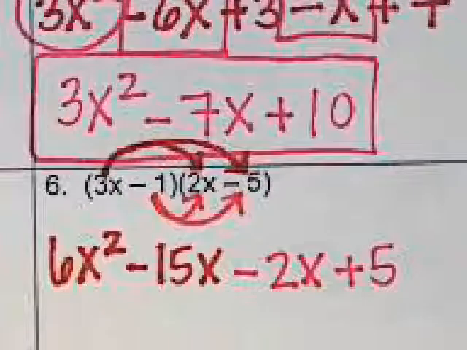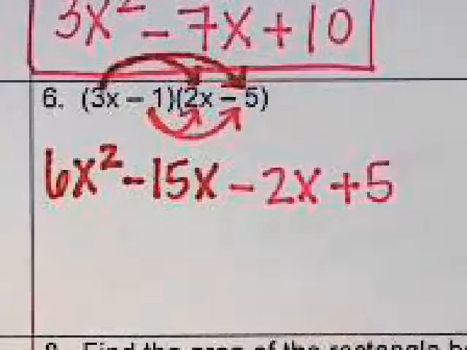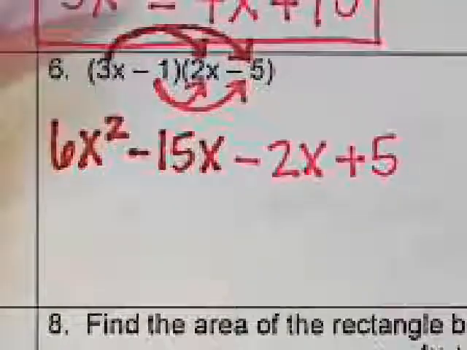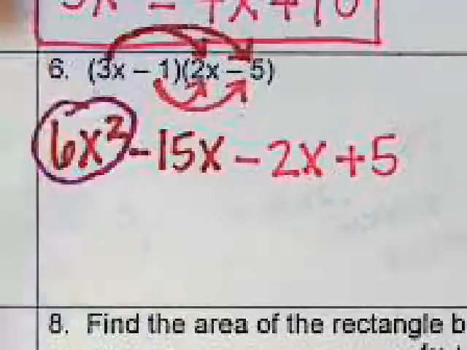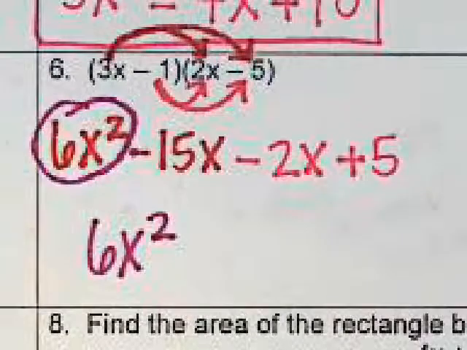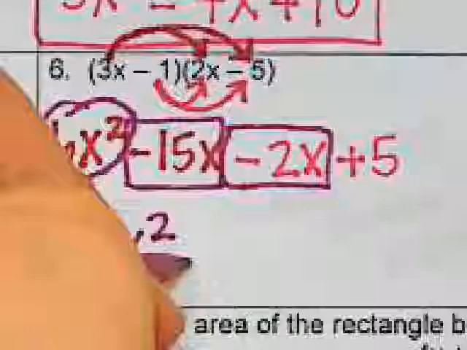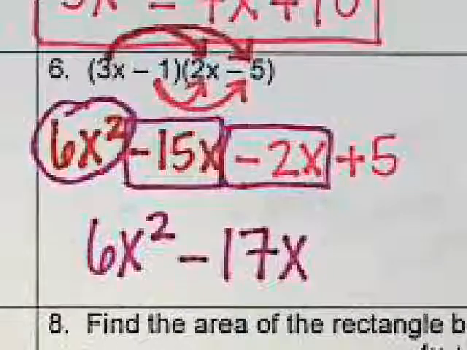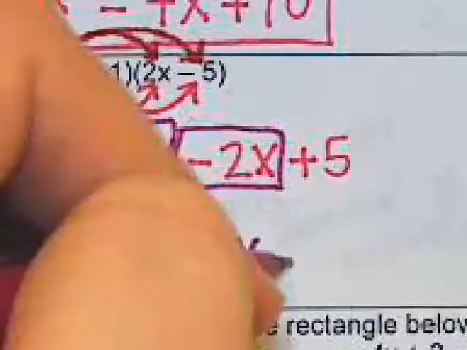Is this my answer? No. What do I do now? Combine like terms. Start with your highest exponent. 6x squared. No like terms, so it gets brought down. Then I have negative 15x and negative 2x, which give me negative 17x. Good job, Meadow. And then 5 is by himself, so he just gets brought down.